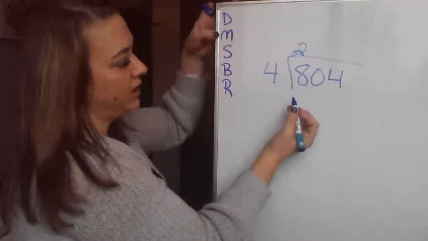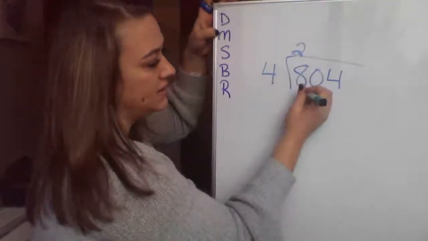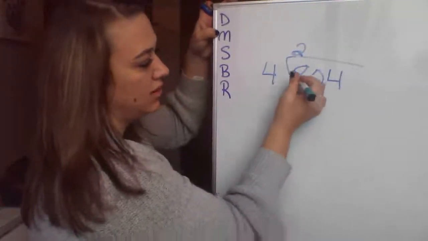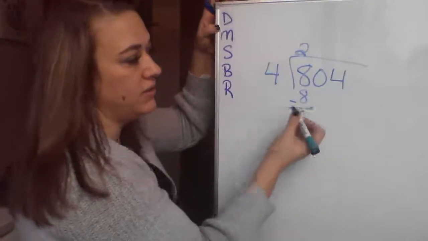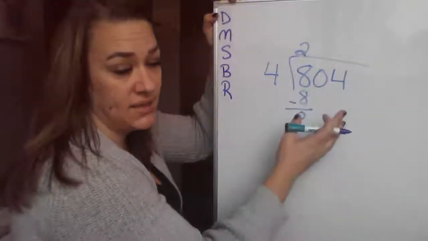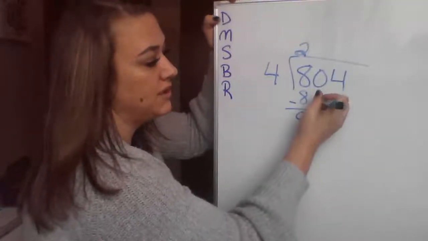Multiply. 4 times 2 is 8. 8 minus 8 is 0. Now here comes that 0. We still bring it down. We still only do one at a time. So bring down my 0.